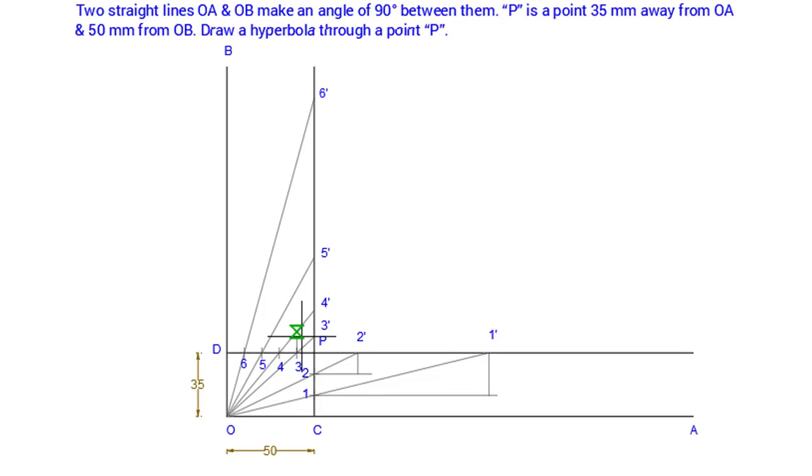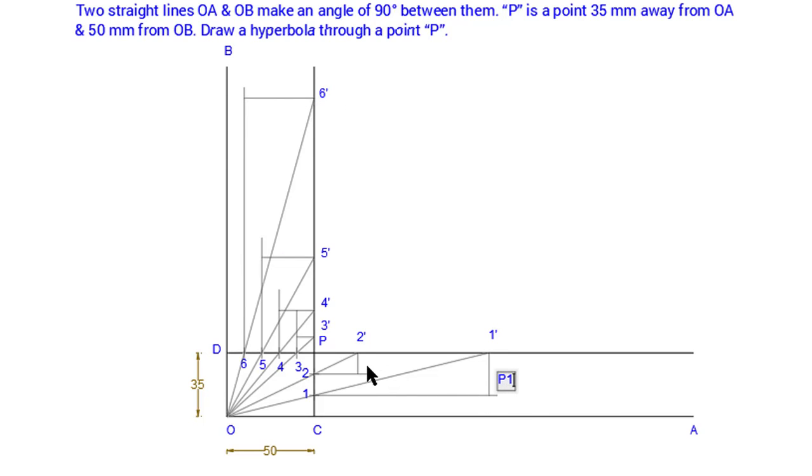Now from point 3 draw a vertical line up to point 3 dash, and from point 3 dash draw a perpendicular line on it. From point 4 draw a vertical line up to point 4 dash, and from point 4 dash draw a perpendicular line on it. From point 5 draw a vertical line up to point 5 dash, and from point 5 dash draw a perpendicular line on it. From point 6 draw a vertical line up to point 6 dash, and from 6 dash draw a perpendicular line on it.